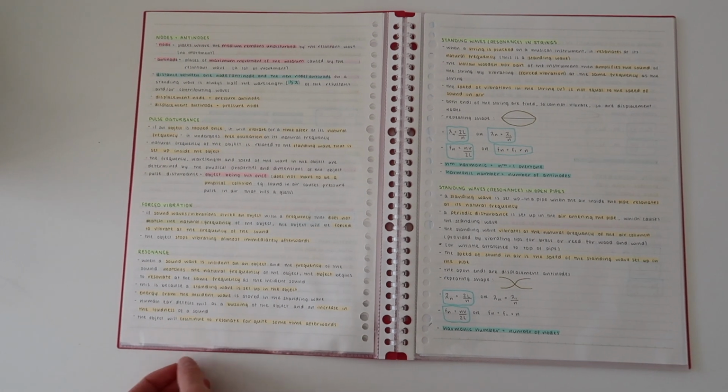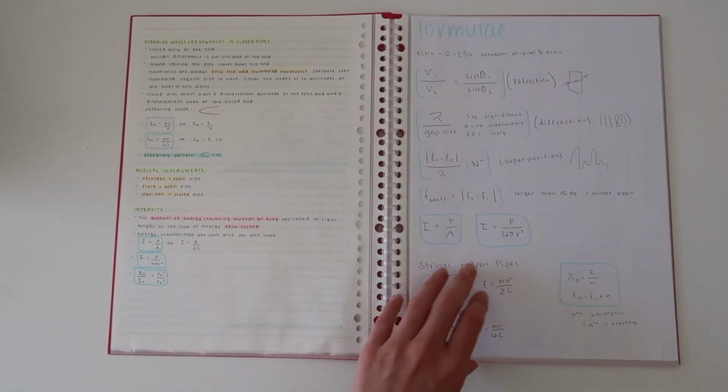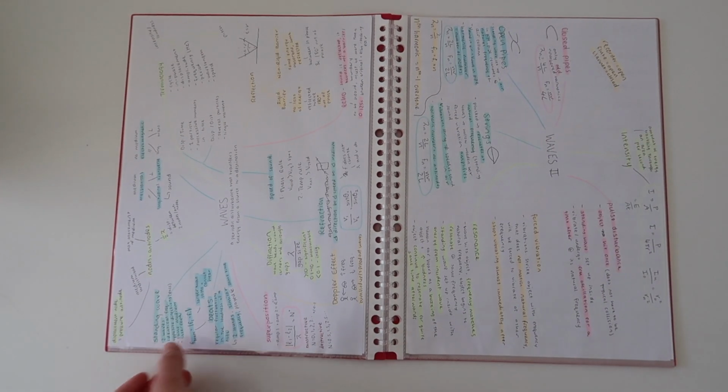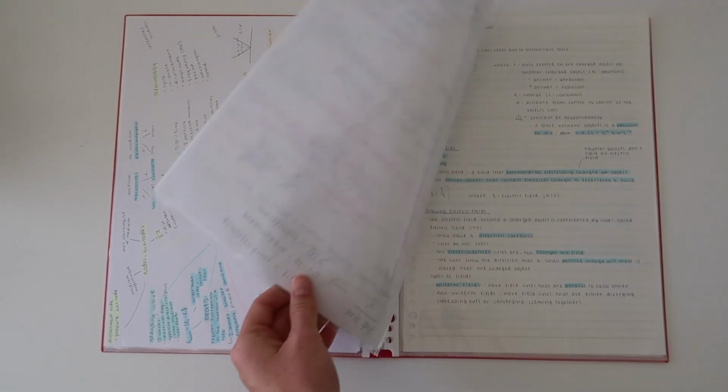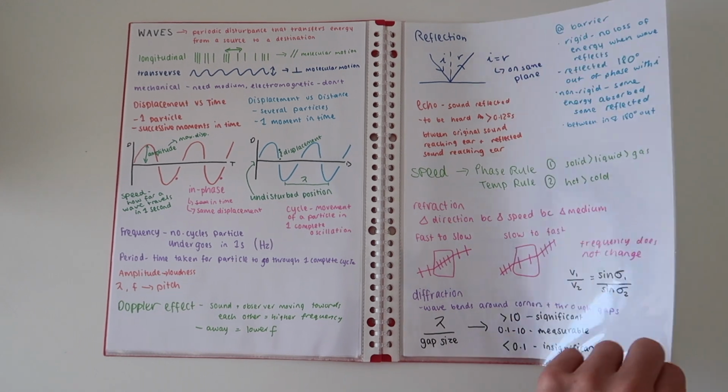Oh yeah, here's a page of all the formula I had to remember because none of them were on the data sheet. What's the point of having a data sheet if none of the formula you need are on there? Anyway, those are the 2 mind maps that I made, and this is what I did right before the exam. I just did a brain dump of all of the stuff I could remember.